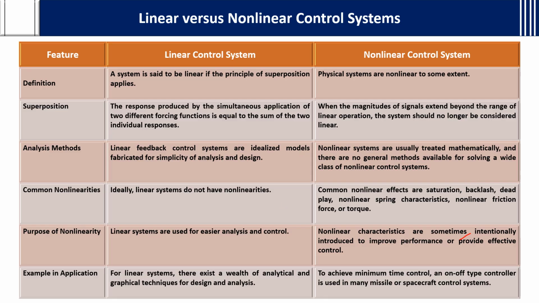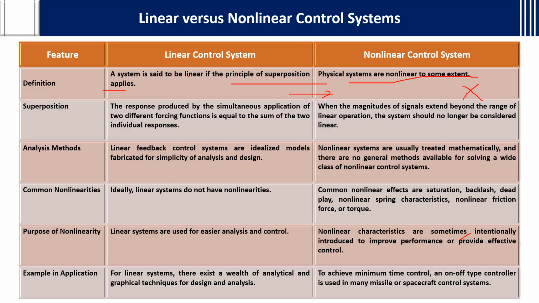Linear control systems. Definition: a system is said to be linear if the principle of superposition applies. And physical systems are non-linear to some extent. Non-linear control system: physical systems are non-linear to some extent, and the principle of superposition is not applied. Just try to take the opposite of this.